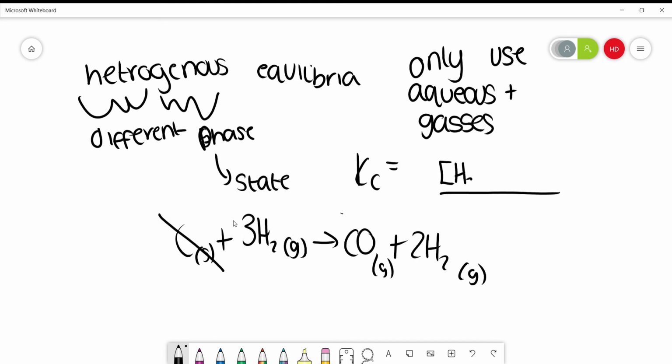So for this one, the Kc expression would be H2 squared CO over H2 cubed. And if you can guess what the units are, pause and try and work out what the units would be. Give you a second. Yeah, so for this one, there's no units because you have 3 on the top, 3 on the bottom, they all cancel out, so you'll have no units overall.